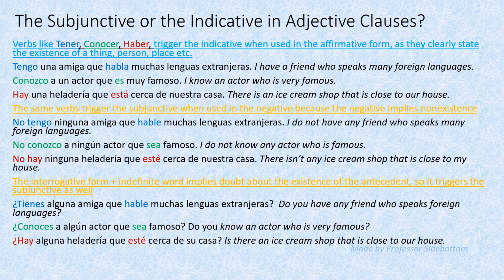The interrogative form of these verbs plus an indefinite word implies doubt about the existence of the antecedent. So it triggers the subjunctive as well. ¿Tienes alguna amiga que hable muchas lenguas extranjeras? ¿Conoces a algún actor que sea famoso? ¿Hay alguna heladería que esté cerca de su casa?